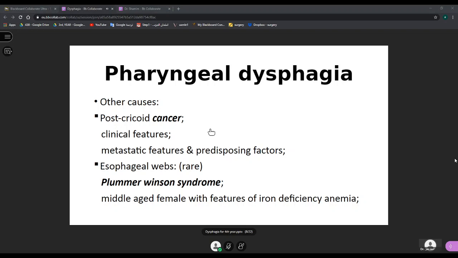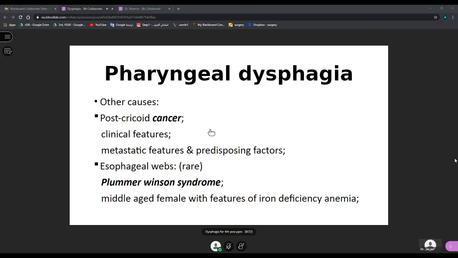Regarding the clinical features, you can easily differentiate between post-cricoid cancer and a pharyngeal pouch based on the onset, progression, and the presence of local infiltrative or metastatic features. Again, if you evaluate carefully in the history, you might find an underlying cause, for example a family history of similar condition or any other predisposing factor, whether genetic or exposure to radiation, which are known to expose patients to malignant transformation. These are the most important things regarding post-cricoid cancer.